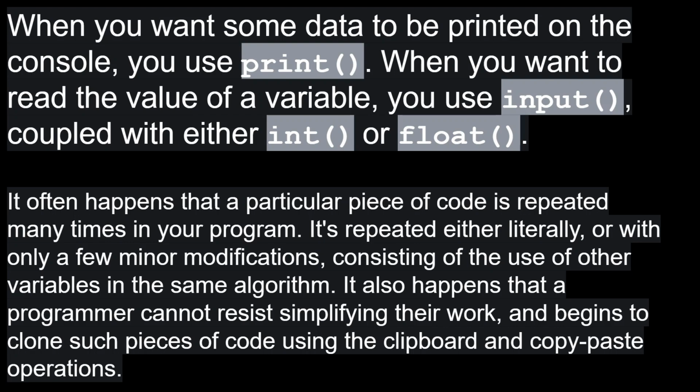Now, it happens that a particular piece of code is repeated many times in your program. Like I said before, it's repeated either literally or with only a few minor modifications, consisting of the use of other variables in the same algorithm. It also happens that a programmer cannot resist simplifying their work and begins to clone such pieces of code using the clipboard or copy and paste operation.